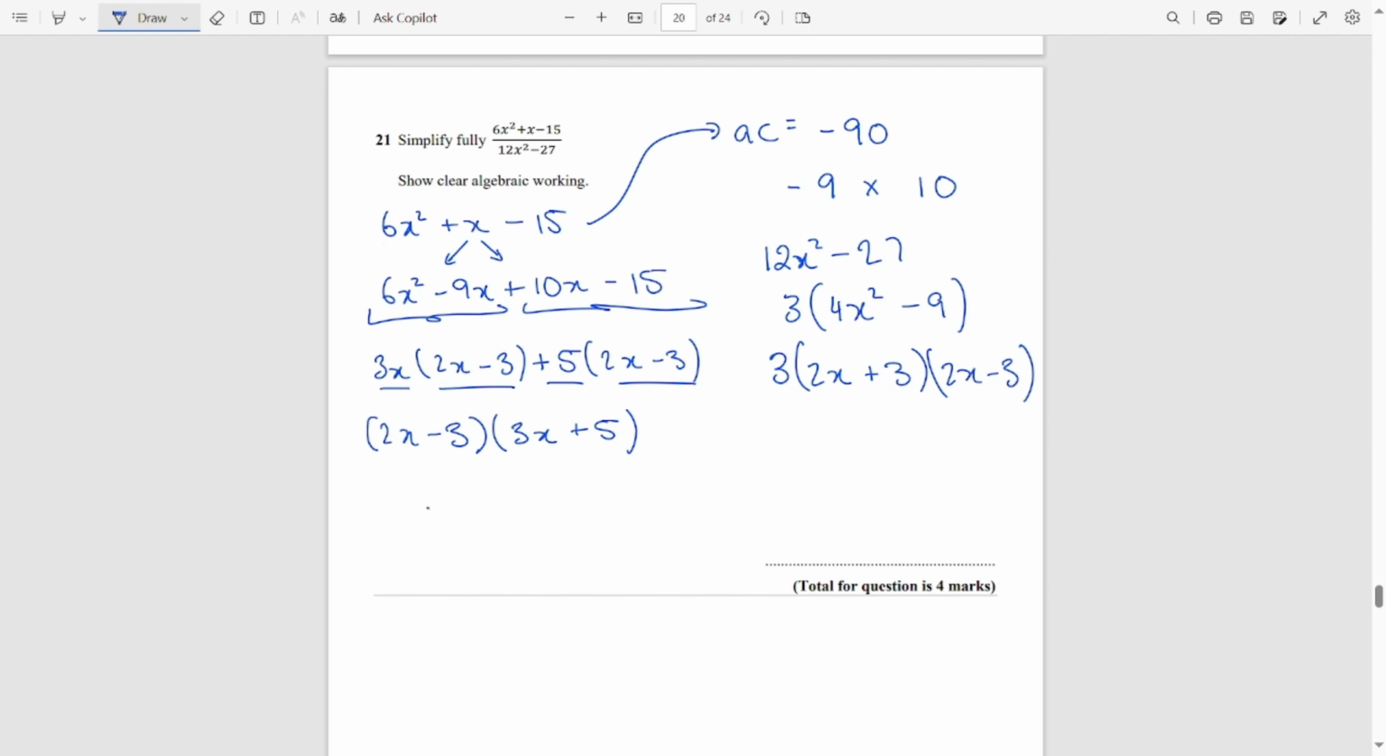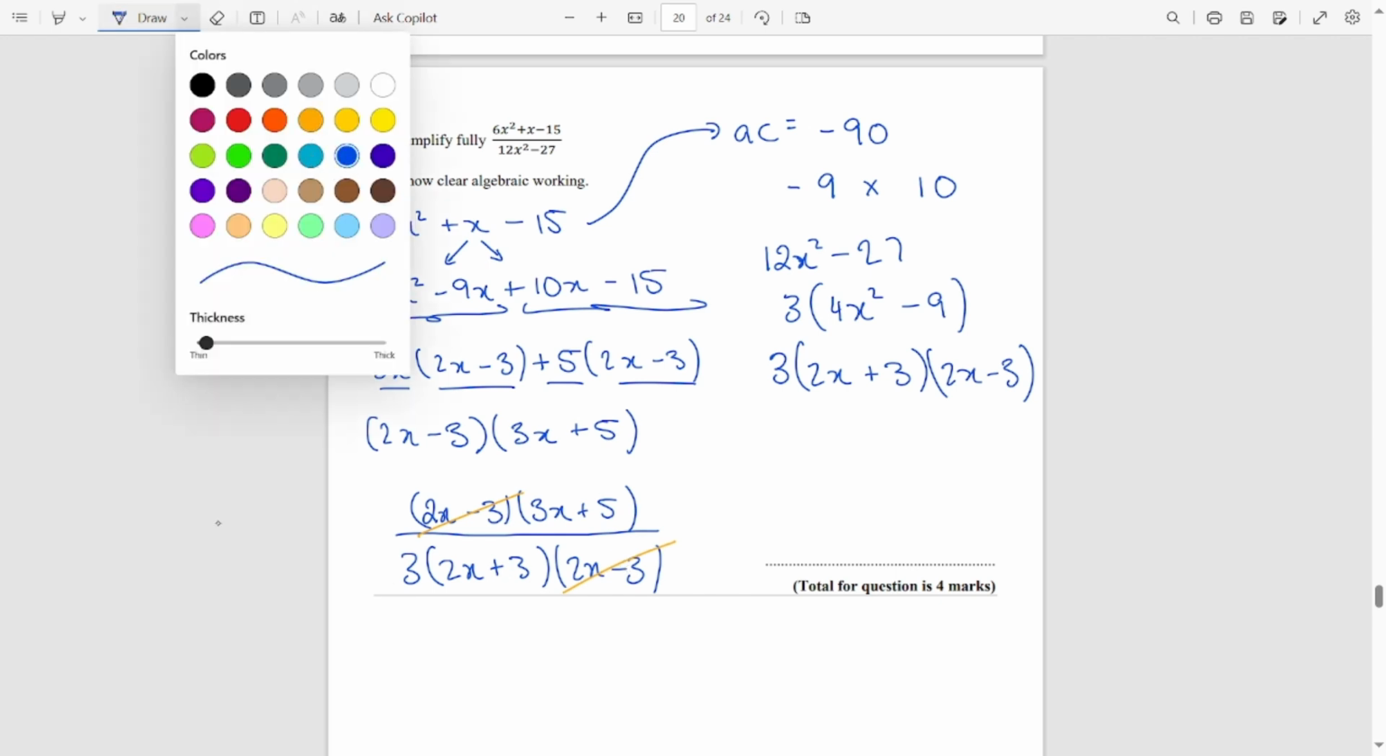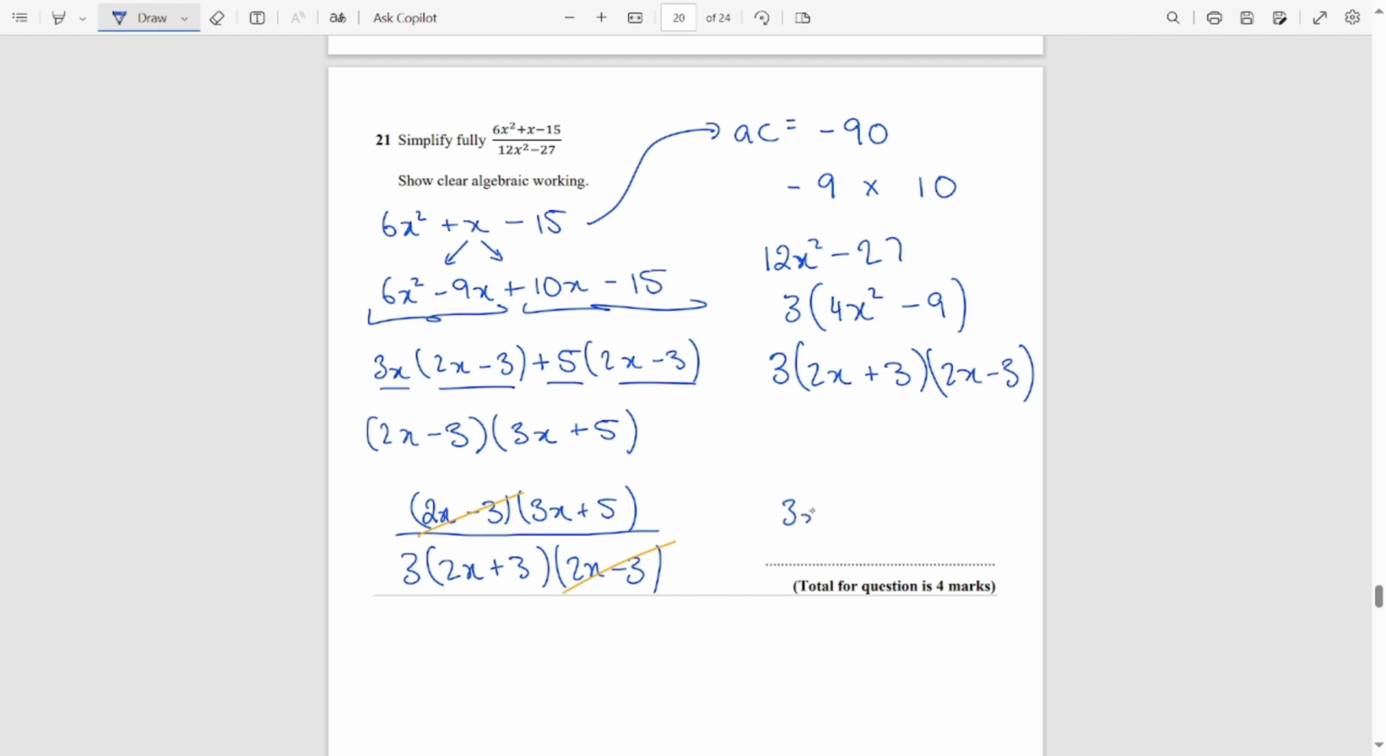Let's write it back out as a fraction. So the numerator is 2x minus 3, 3x plus 5, over, and now the denominator is 3, 2x plus 3, 2x minus 3. Now I'm looking for things that cancel, and I can see that I have 2x minus 3, top and bottom. So this is going to cancel, and I think that is going to be all. I can't cancel that 3x plus 5 with anything at the bottom. So we're going to have 3x plus 5 over 2x plus 3. And you can leave that as it is. This is simplified. If you expand that bracket on the bottom, that is also fine.